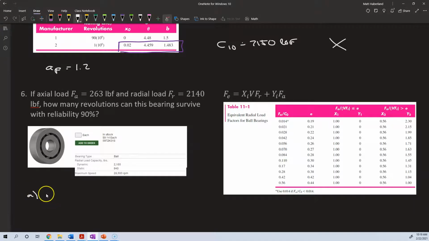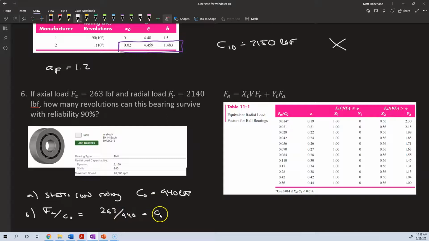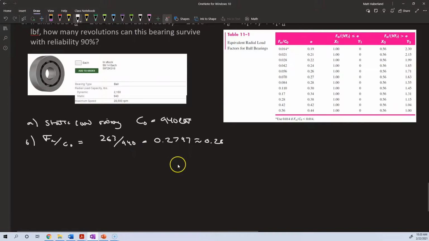So first we look up the static load rating. C0 is equal to 940 pounds for our ball bearing. We're going to calculate the ratio FA over C0. And that is, we have 263 divided by 940. The ratio is 0.2797. I think we're around 0.28. This is approximately 0.28, right? So we're going to be right here in the table. That gives us, based on that ratio, we're going to find E in the table. So E is equal to 0.38.